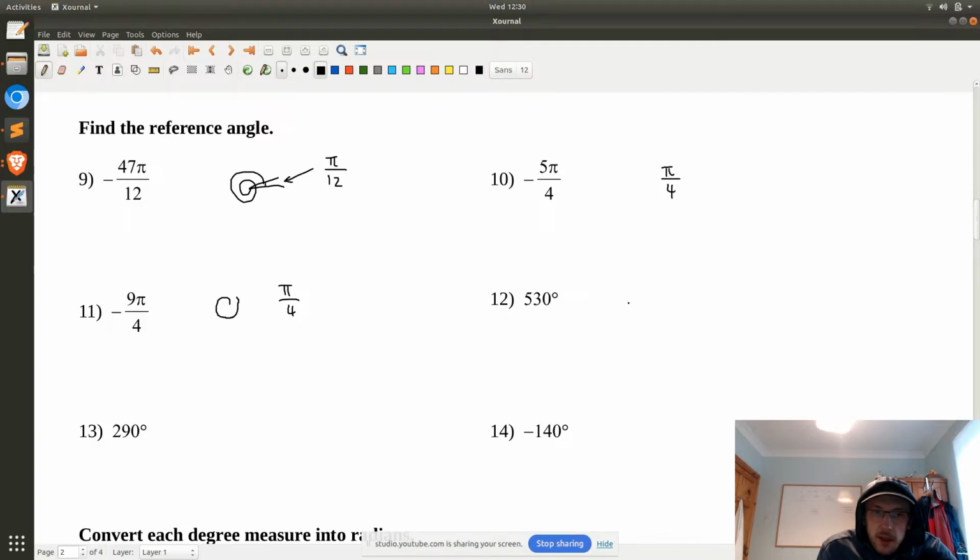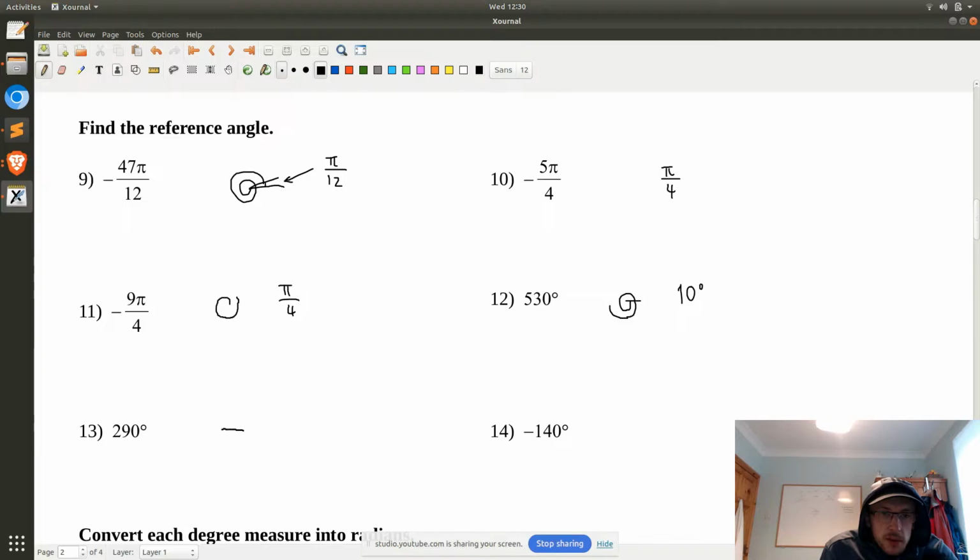530 degrees, so that will go clockwise. There's 360, 450, and 540 is nearly back to the horizontal, but it's just 10 degrees away. So there.